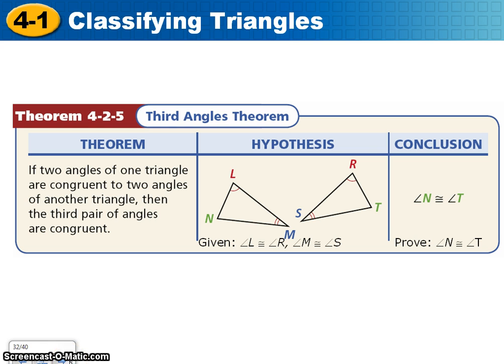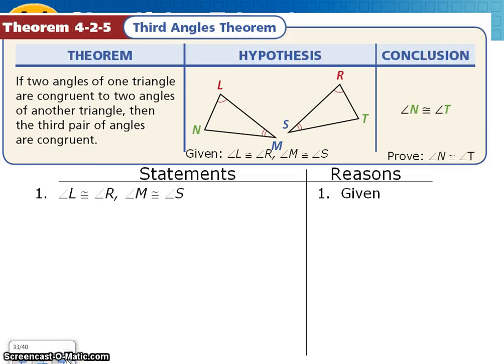Skipping over again a couple of slides to the last theorem in this section, the third angles theorem. This one says that if two angles of a triangle are congruent to two angles of another triangle, then those third angles, hence the third angles theorem, are congruent. So for example, if angles L and R are congruent angles, the same size, angles M and S are congruent angles, the same size, then that leaves nowhere to go for angles N and T but to be congruent angles as well. And we're going to finish off this video with the proof of that.